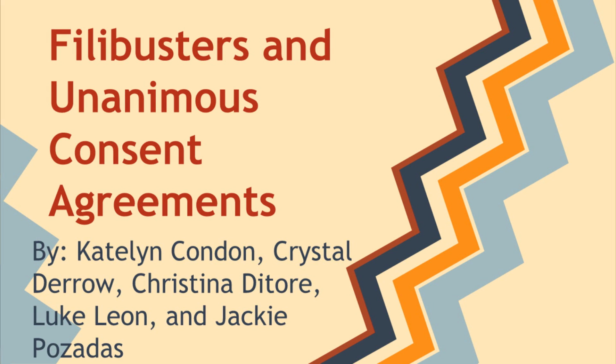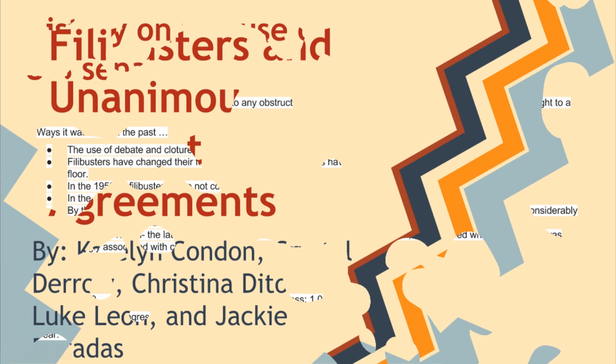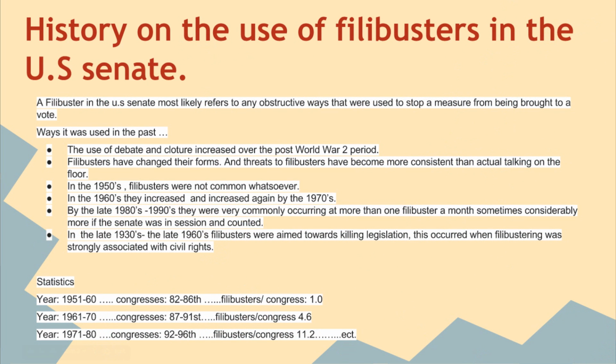Filibusters and unanimous consent agreements. The history of the use of filibusters in the United States Senate. For starters, a filibuster in the United States Senate most likely refers to any obstructive ways that were used to stop a measure from being brought to a vote. Ways that it was used in the past.